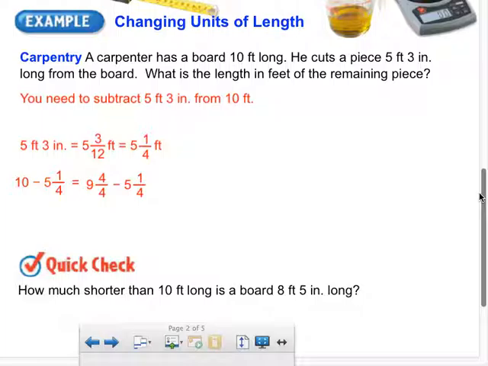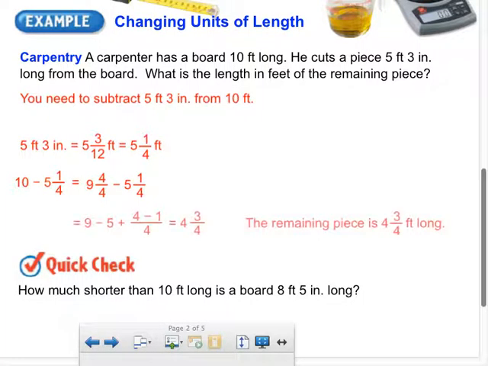Now, what did you end up with? I ended up with 4 9/12. 4 9/12. So we'll walk through this. If you take a look, I can take my whole numbers. What's 9 minus 5? 4. And then these are like denominators, so 4 minus 1? 3/4. Are we good? No. Where did I lose you at?